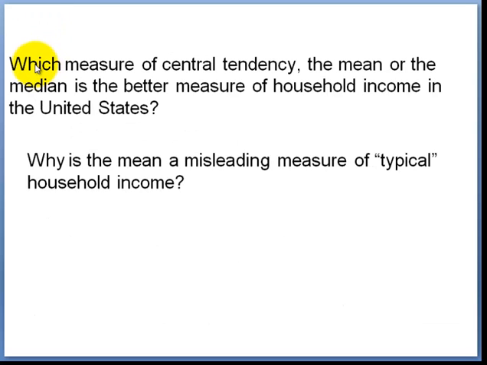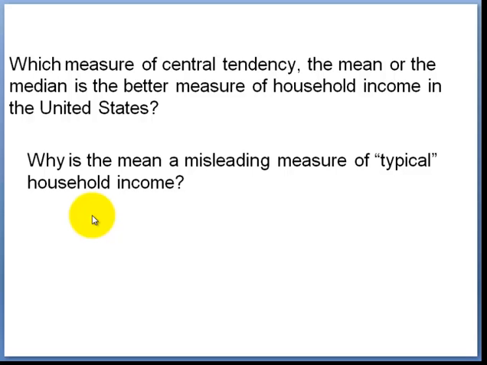Which measure of central tendency, the mean or the median, is the better measure of household income in the United States? And following up on that question, why is the mean a misleading measure of typical household income? Most persons in the United States have fairly moderate or middle level incomes. I mean, incomes are clustered together in low, moderate, and middle levels.